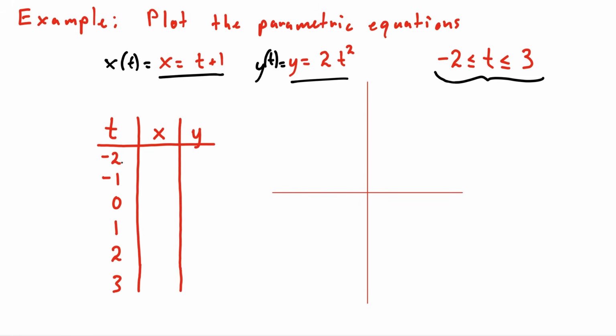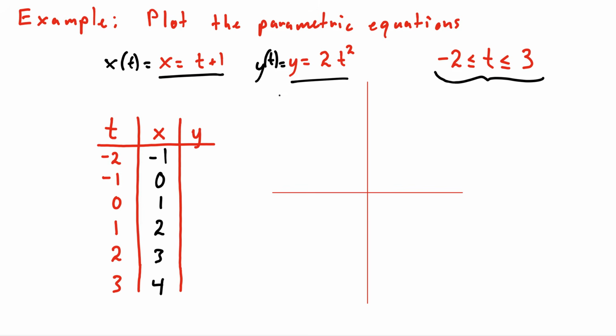If t equals negative 2, x is t plus 1, so x would be negative 2 plus 1, negative 1. If t is negative 1, x is negative 1 plus 1, 0, and we can see how to fill out the rest of this column. Let's do the same for the y values.